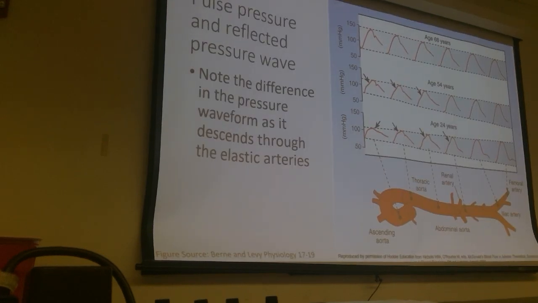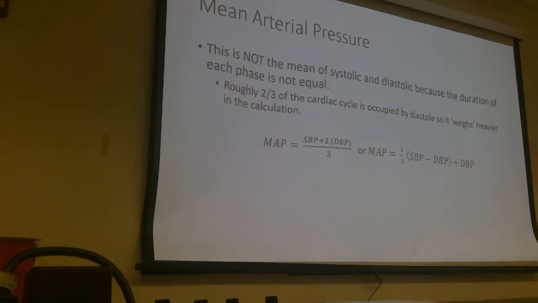All right, so we're doing more physics, I promise. It's going to be so much fun. Simple math first, before we get to the physics stuff. Mean arterial pressure: there are two different ways to calculate it.